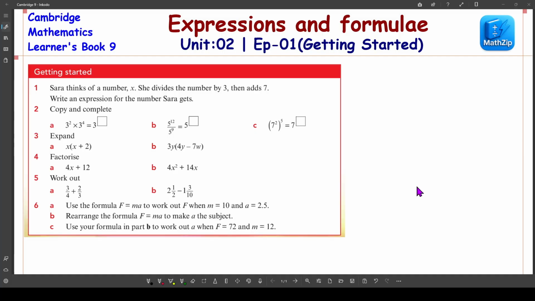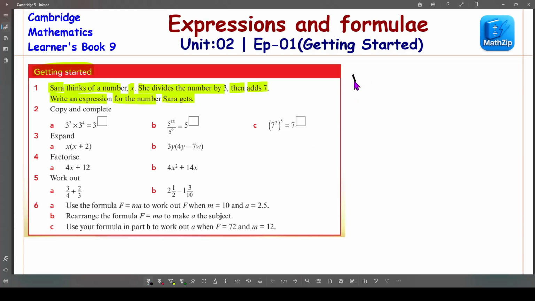We are starting Unit 2, Episode 1, Getting Started. In this portion of Getting Started, here is a simple question like: Sarah thinks of a number x. She divides the number by 3, then adds 7. Write an expression for the number Sarah gets.